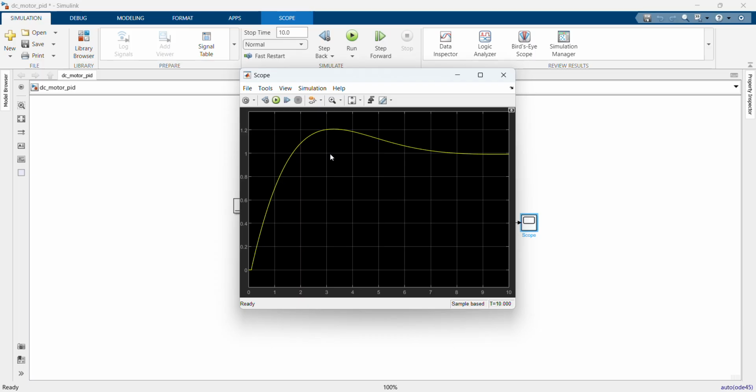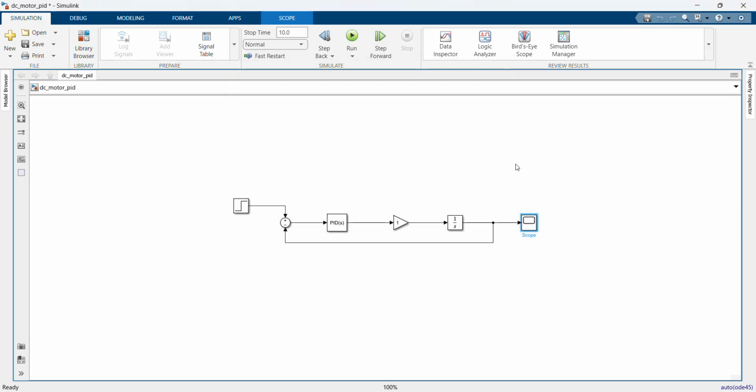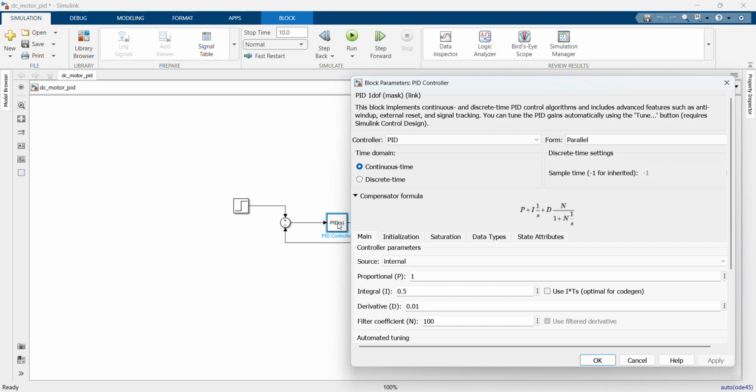Okay, let's quickly summarize what we saw. Increasing P makes the system response faster but can cause a steady state error. Adding I removes the steady state error but increases overshoot. Adding D reduces oscillation and stabilizes the response. Together, these three terms, P, I, and D, form the core of one of the most powerful controllers used in engineering.